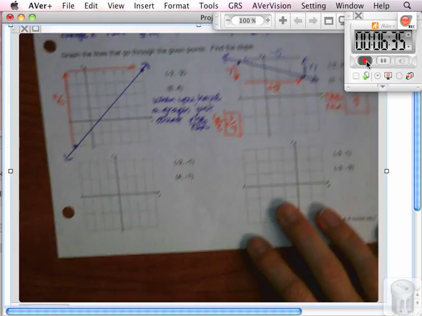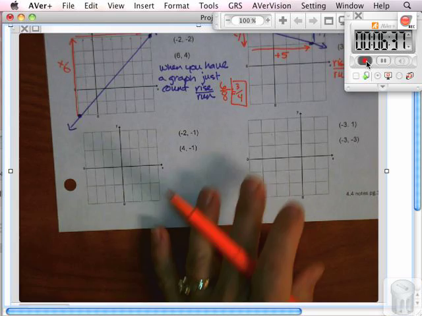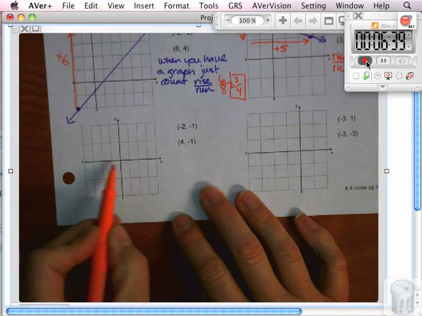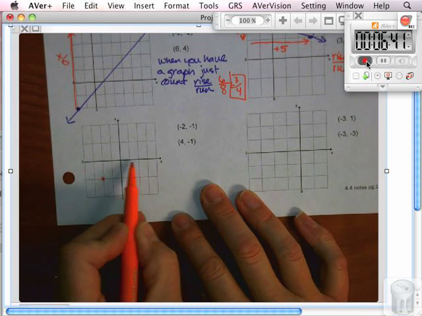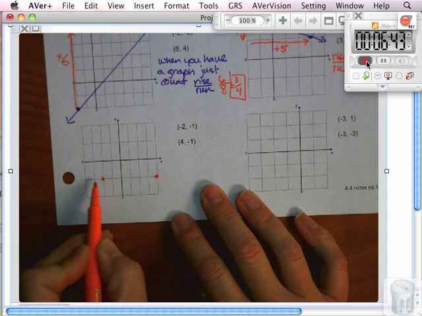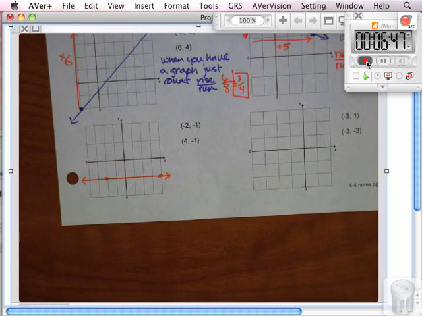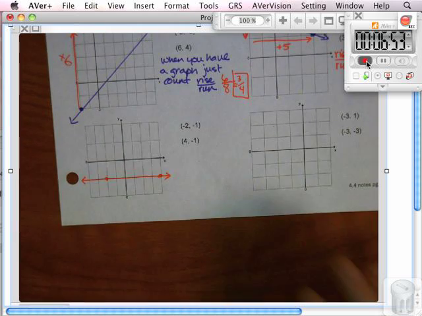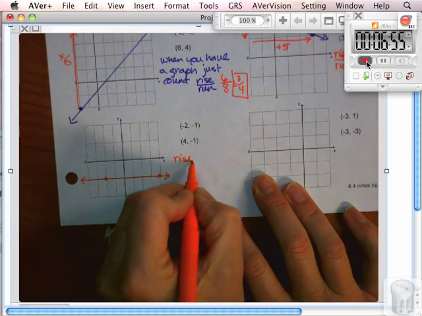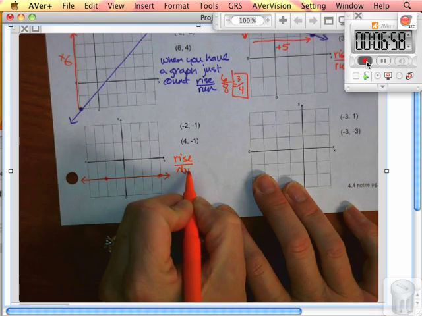All right. Let's do this one. Oh, let's see what happens. Negative 2, down 1 over 4, down 1. Oh. What kind of line is it? Zero. It's zero fun. It's a horizontal line. But just for the heck of it, let's do rise over run. What's my rise?